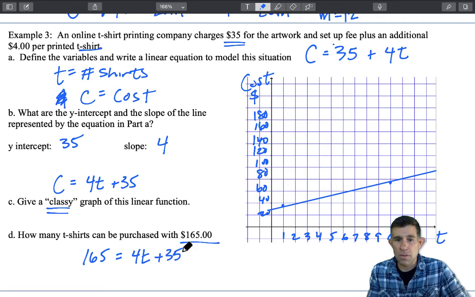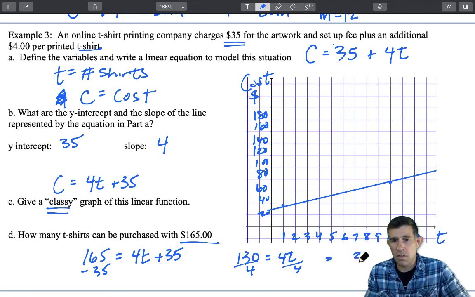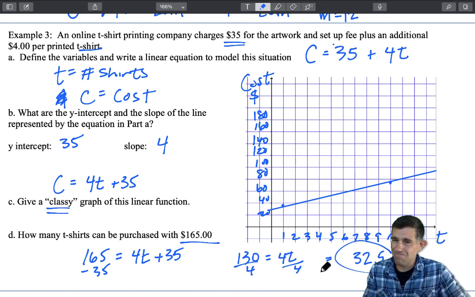All right, we're going to start by subtracting over that 35. That gives us 130 is equal to 4t. Divide off that 4. That's going to go in there 32 with a little bit of a remainder, 32.5. So my question for you is, can we really buy half a t-shirt? No, we're going to have to round that down to just 32 t-shirts.